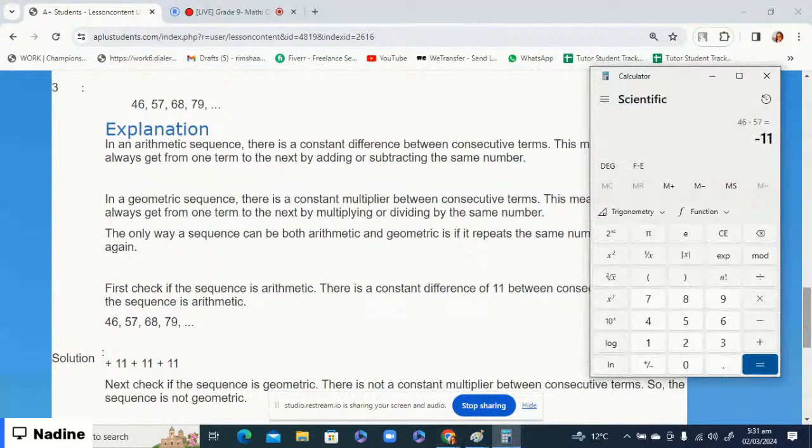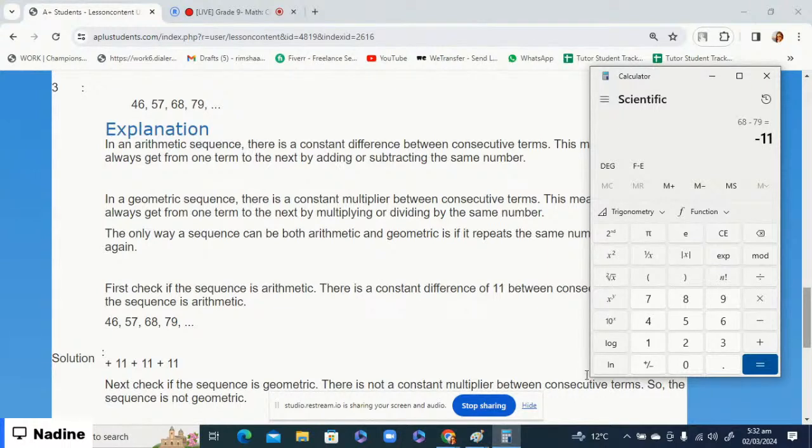Now 57 to 68. Let's check. It's again 11. Now 68 to 79. It's again 11. So it means that it's arithmetic. But are these multiples of one another? No, these are not multiples, or the same multiple. So this is not geometric. This is only an arithmetic sequence.